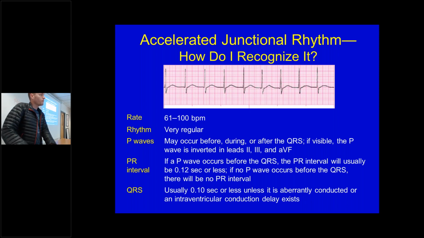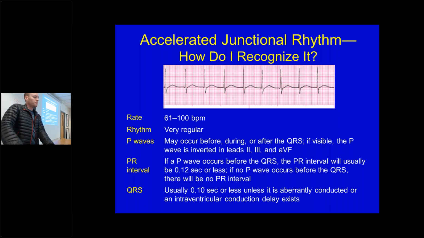Junctional rhythm. What's wrong with that? Seems like it's fairly decent. Accelerated junctional rhythm, yeah, it could be asymptomatic. It just means that your AV node has taken over from your SA node. If it happens suddenly, that means something happened to the SA node, right? Okay. But if you're looking at this, do you see any signs of ischemia? I don't. So why the SA node gave out, I don't know.